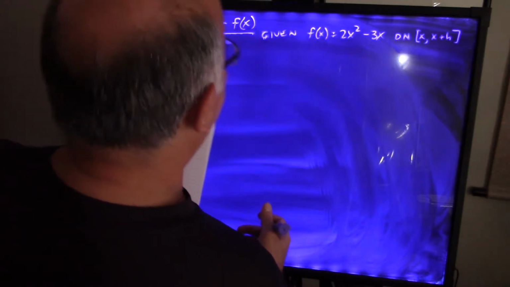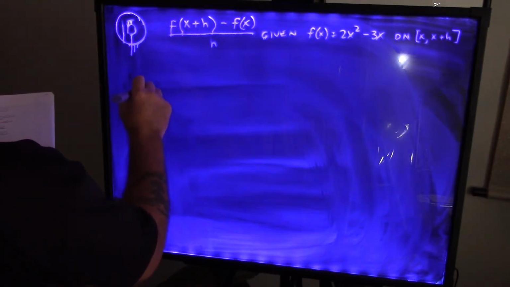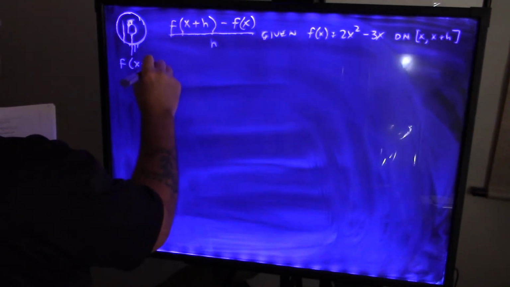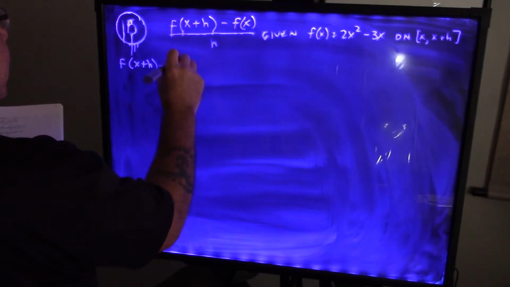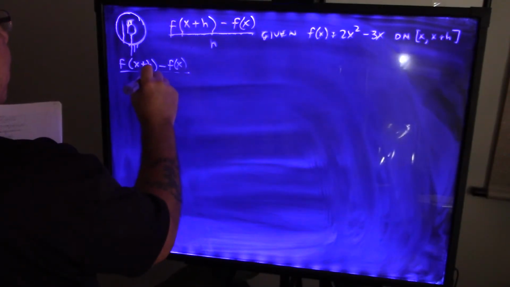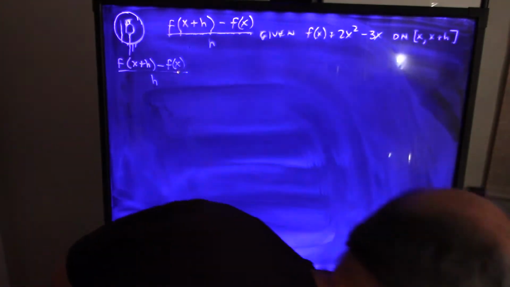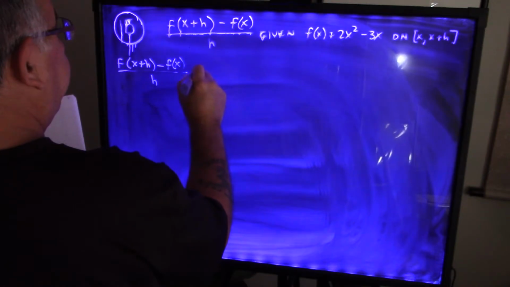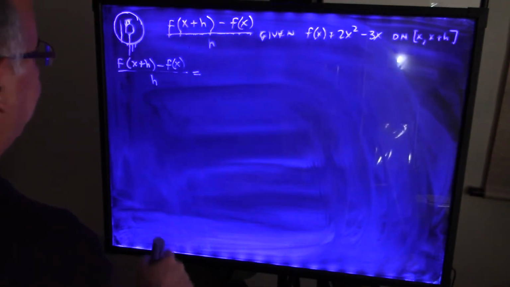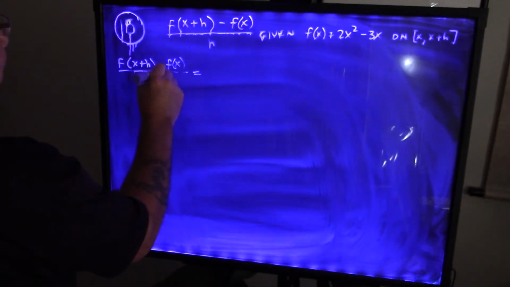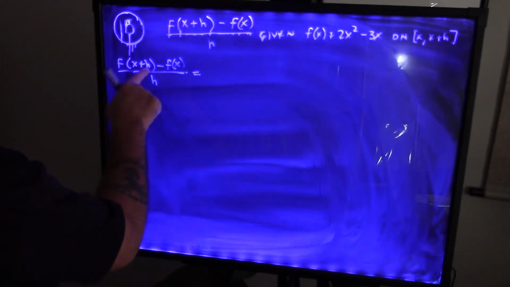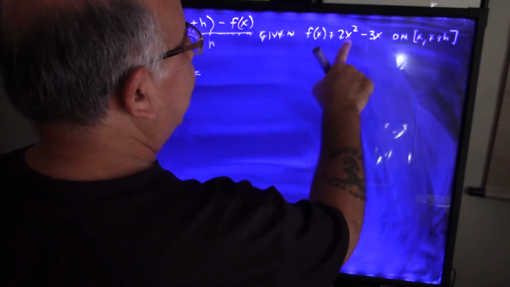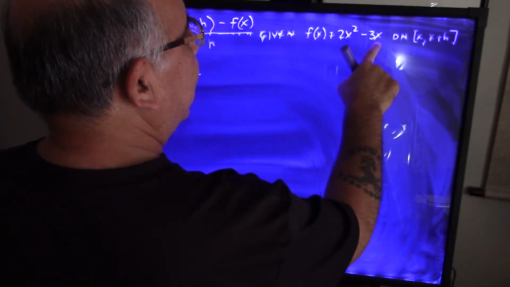Here we go then. So we have f of x plus h minus f of x all over h. First of all, you have f of x plus h. Let me bold this out here. f of x plus h is first. What is it? You plug in x plus h in the x squared and in the x here.